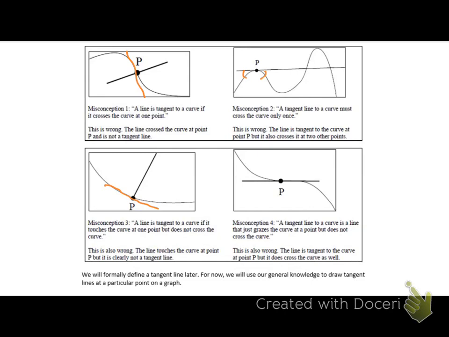Okay, and then the fourth misconception is that a tangent line to a curve is a line that just grazes the curve at one point but does not cross the curve. And just like we saw with misconception 1, it can cross the curve. It just depends on what's happening on the curve. Now, we'll come up with an actual definition of a tangent line later, but for now, we're just going to look at what tangent lines would do.